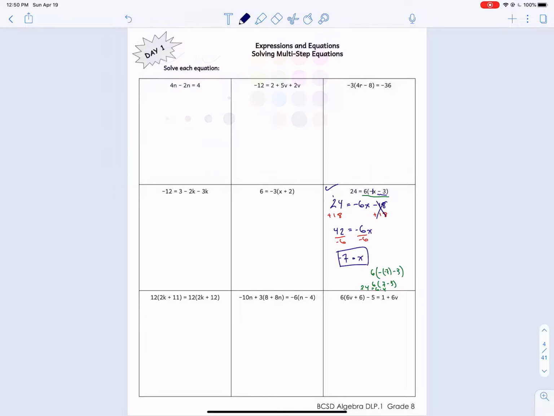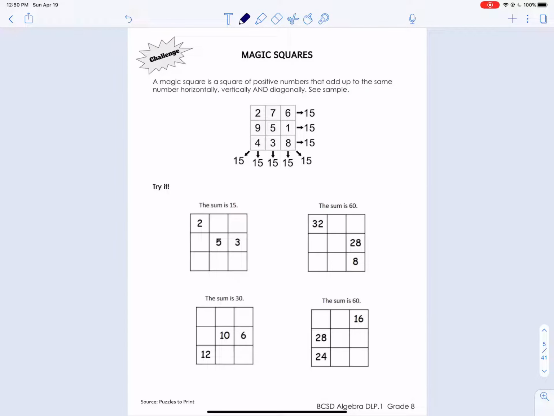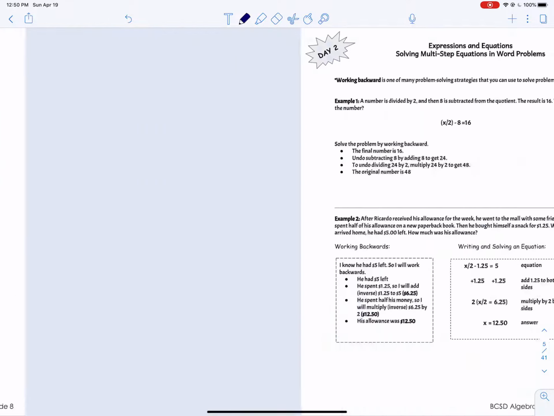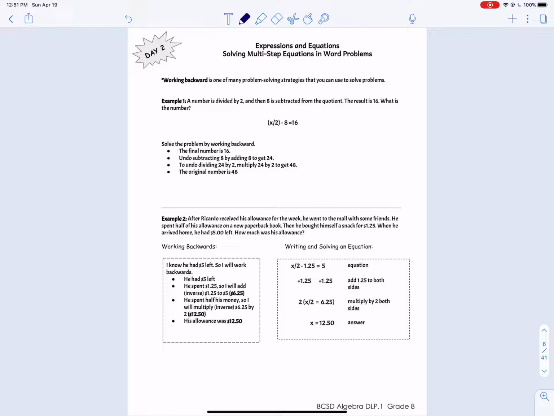Okay, so moving on. Magic square, so the directions are there. Obviously, this is not typical content that you're going to have to know. It's just there to kind of break things up. So I'll leave that up to you guys. It's just like a teaser math problem. You can see some different ones in the next packet.